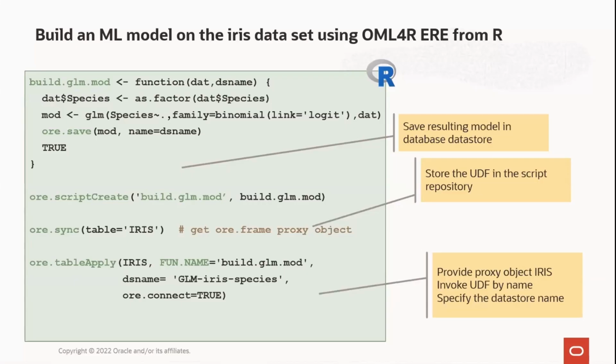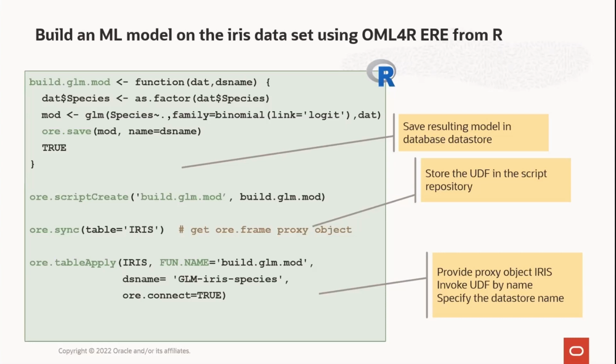So in this case, we're defining a function in R with the name build GLM mod. Building a GLM model saves the model to the data store, and the function takes the data and the data store as input. Then we use the ORE script create function to save the function to the script repository. ORE.sync is used to get the proxy object iris, and then we invoke the function using ORE table apply. We're, in this case, specifying the script and data store names.